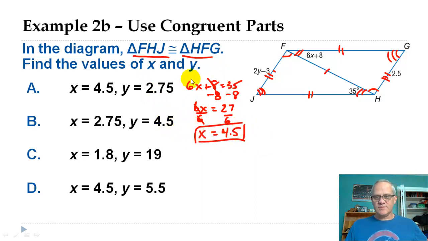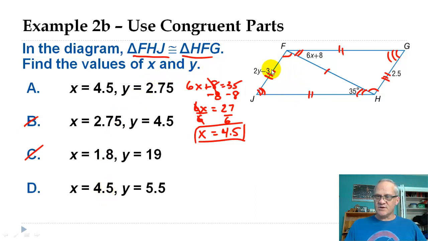Now, sometimes remember, if we have multiple choice, you can look down here, you might be able to figure it out. If you notice up here, x is 4.5. So the only thing I can do here is say it's definitely not B and definitely not C. It's got to be A or D. So we have to work one more thing out here to find y.